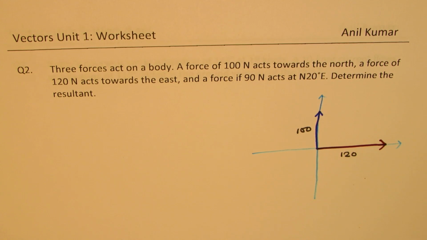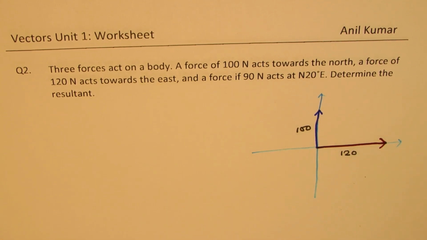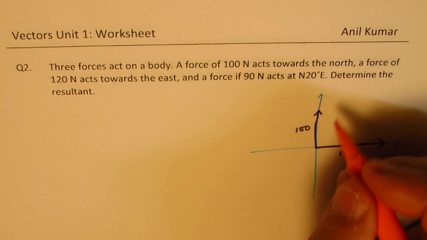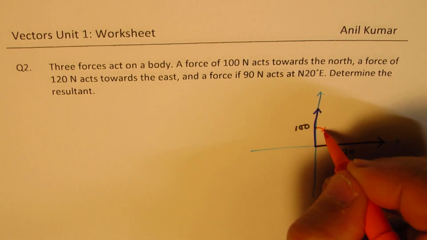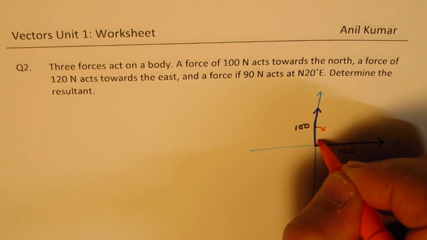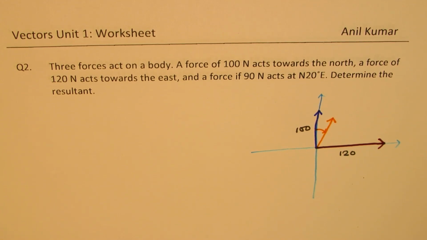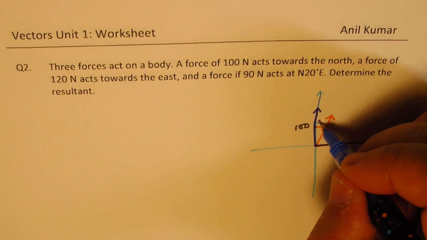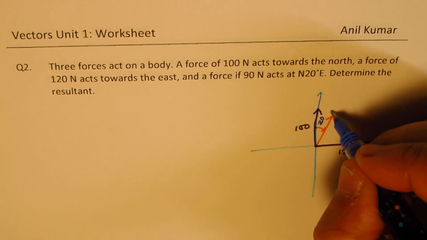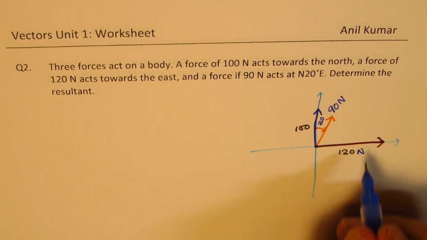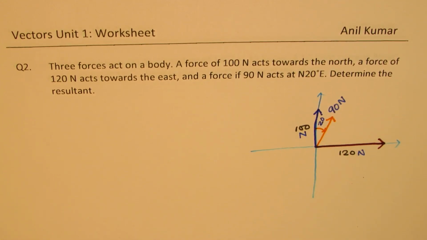And then we have a force of 90 newtons, which is acting at north 20 degrees east. So this angle has to be 20 degrees, correct? Towards east, and so that is the force. You get the idea, right? So this is 20 degrees. And this force is 90 newtons. Is that clear to you? So we have shown the forces here.